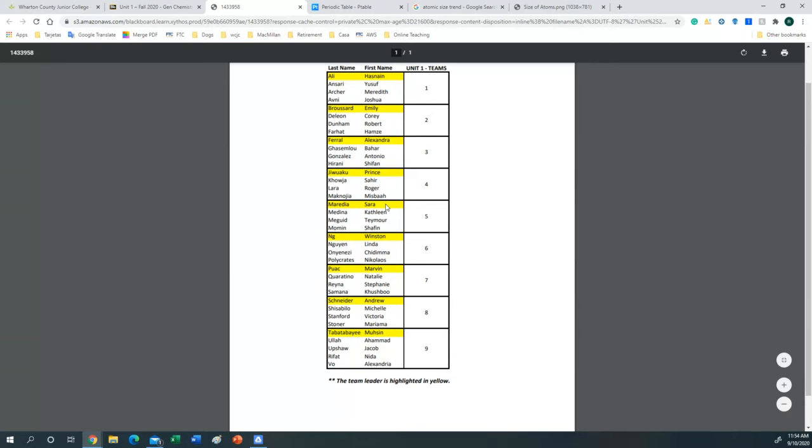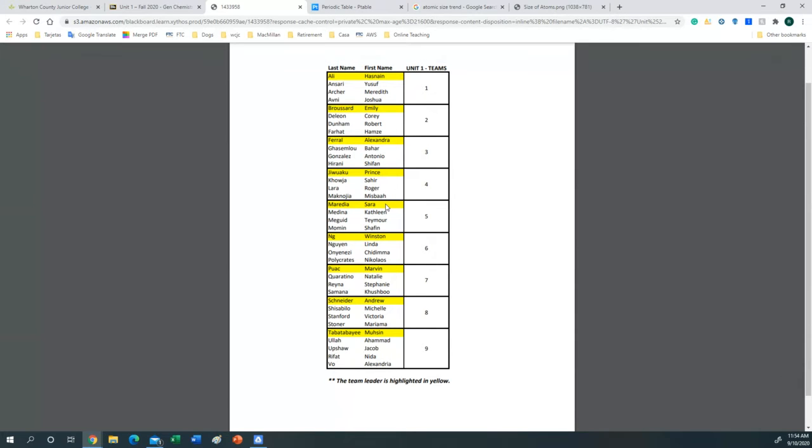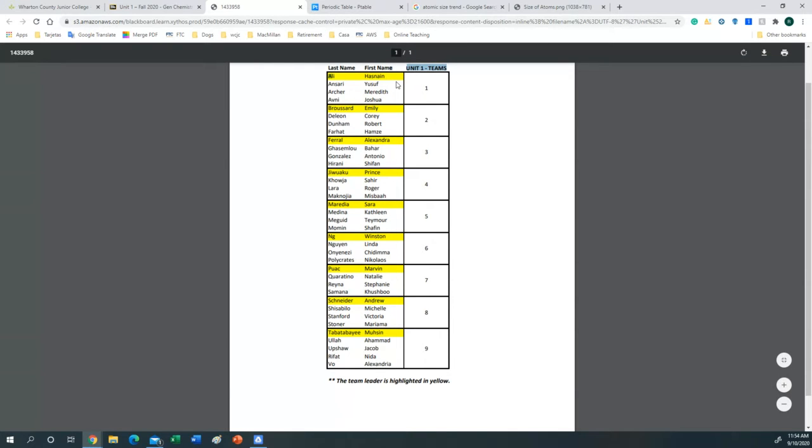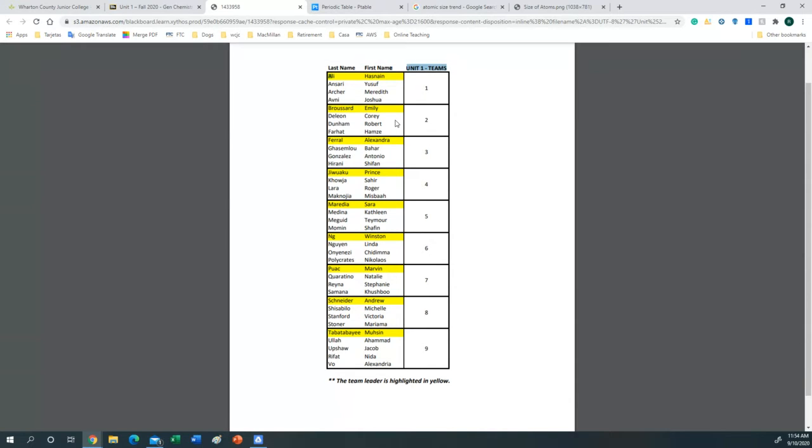So you don't have to do it all of you together. Of course, you might want to have your team discussions all together, but you can have different people doing different things, right? And then just sharing the findings. For example, now whoever is in yellow is the team leader for this specific unit. You all are gonna be team leaders, so don't worry, you are not gonna escape from that.